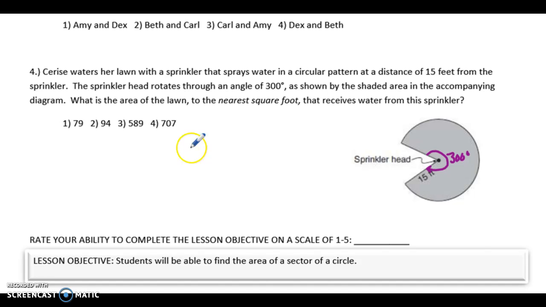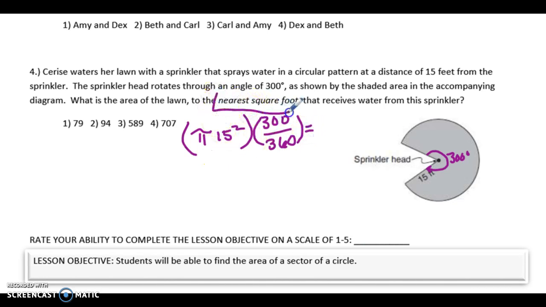All right, so you are just going to do the same thing we did above. Pi times r squared, in this case r is 15, which would give me the area of the whole circle, which I do not want. I only want 300 degrees out of 360 degrees. Go ahead and multiply those and it should give you an answer. Make sure you're rounding to the nearest foot. And all done.